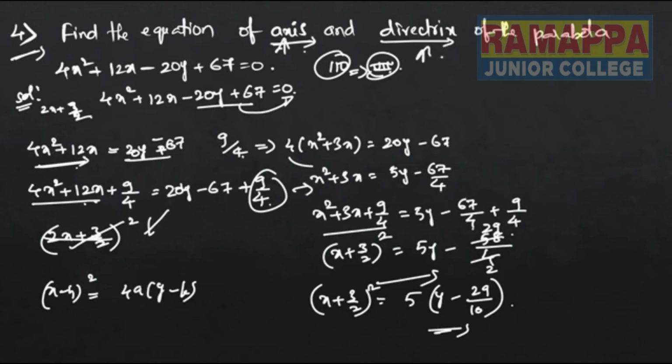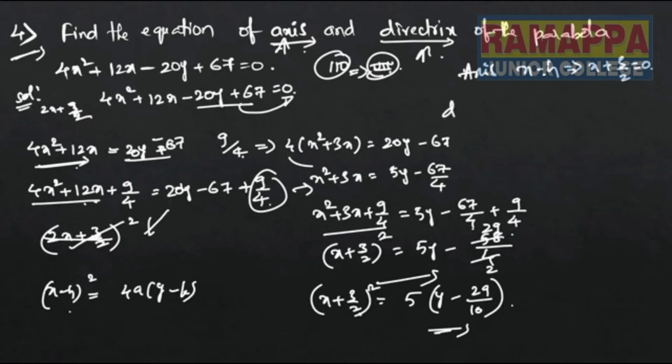What is the axis here? The axis of the parabola is x minus h. And x is equal to how much here? x only. So from this, x minus h, where h is minus 3 by 2, so minus 3 by 2 here. Already there is a minus, so x plus 3 by 2 is equal to 0.